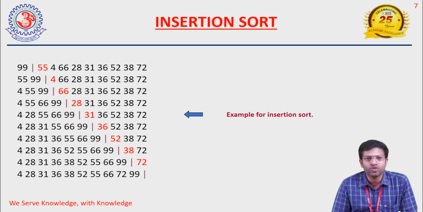And now we have 55 and 99, and we will be able to find the exact place for 55, and that's what we are seeing in that figure. 55 will be placed before 99. And I will be explaining one more iteration.